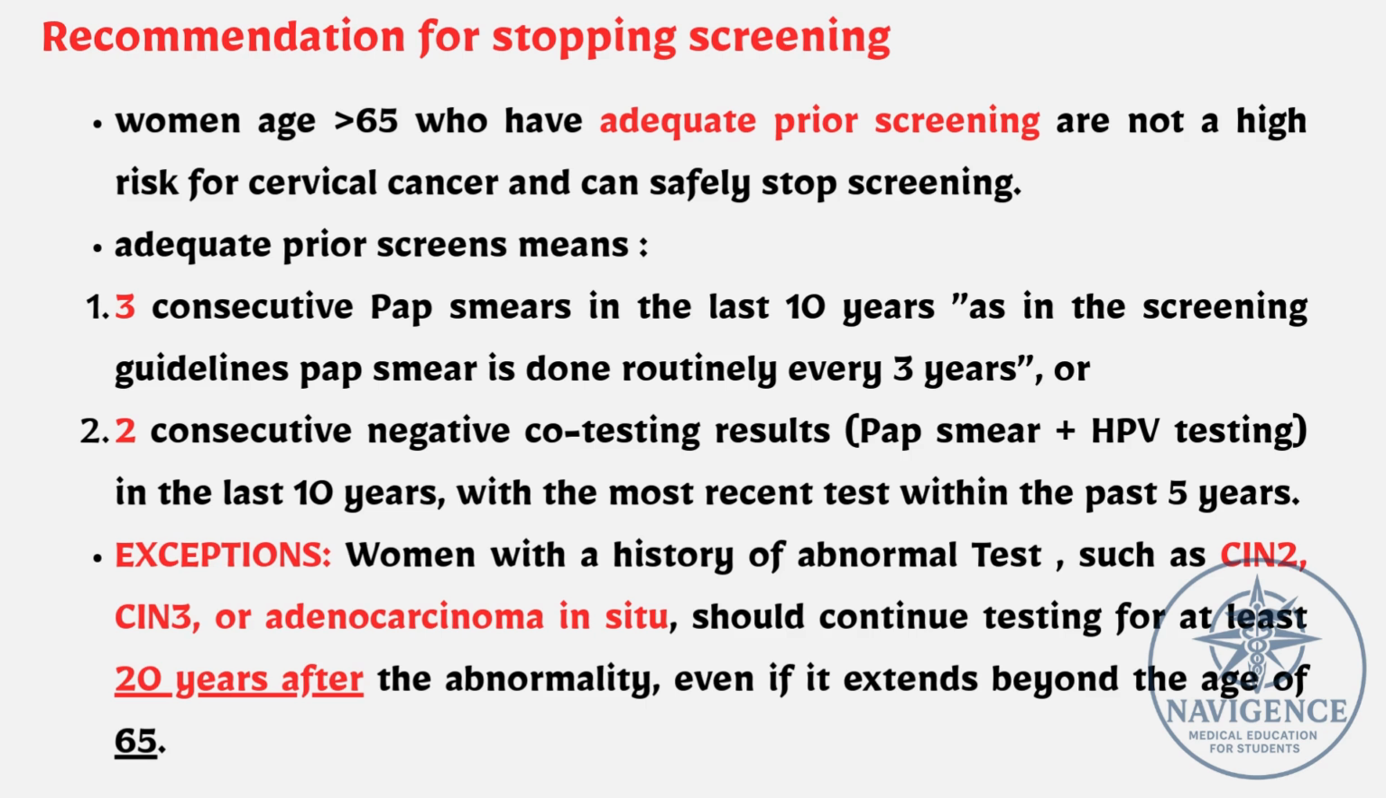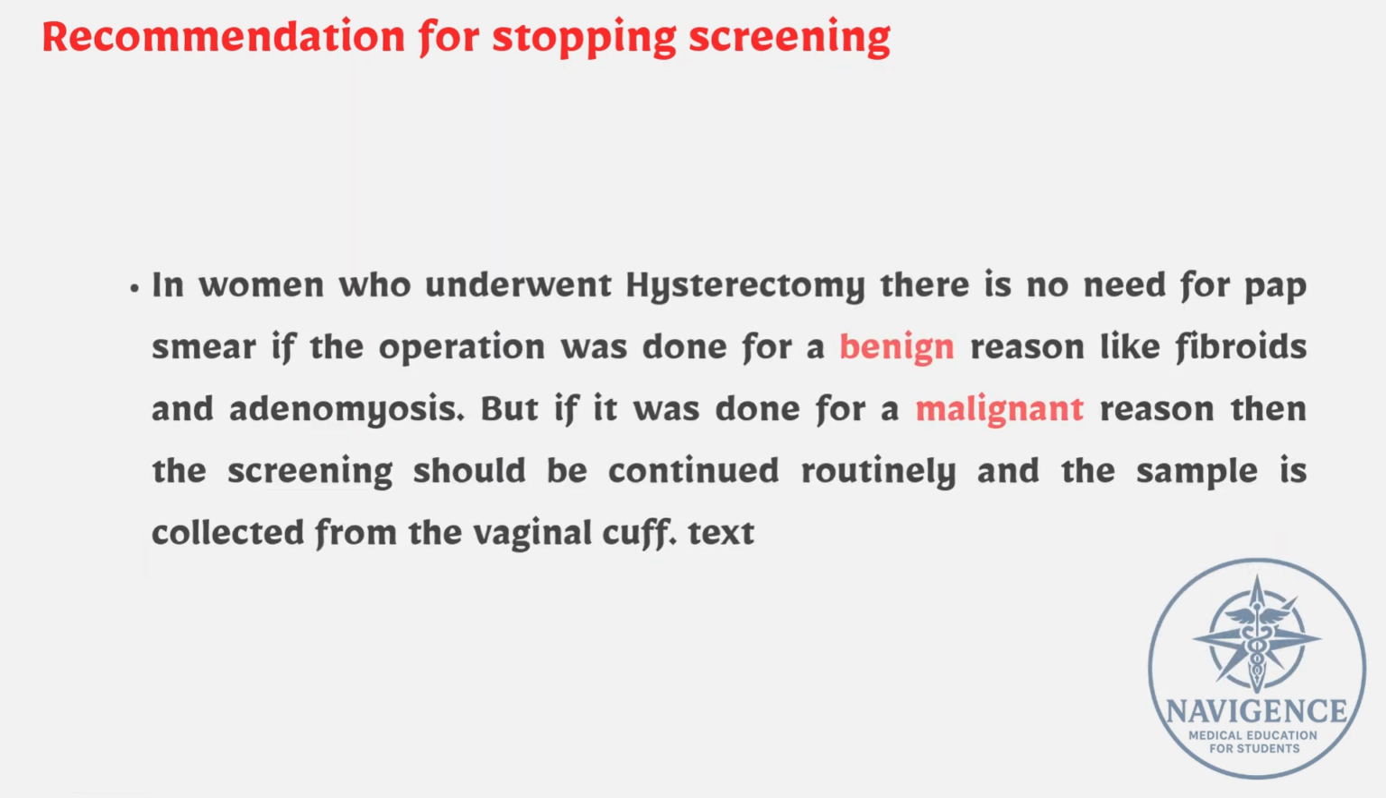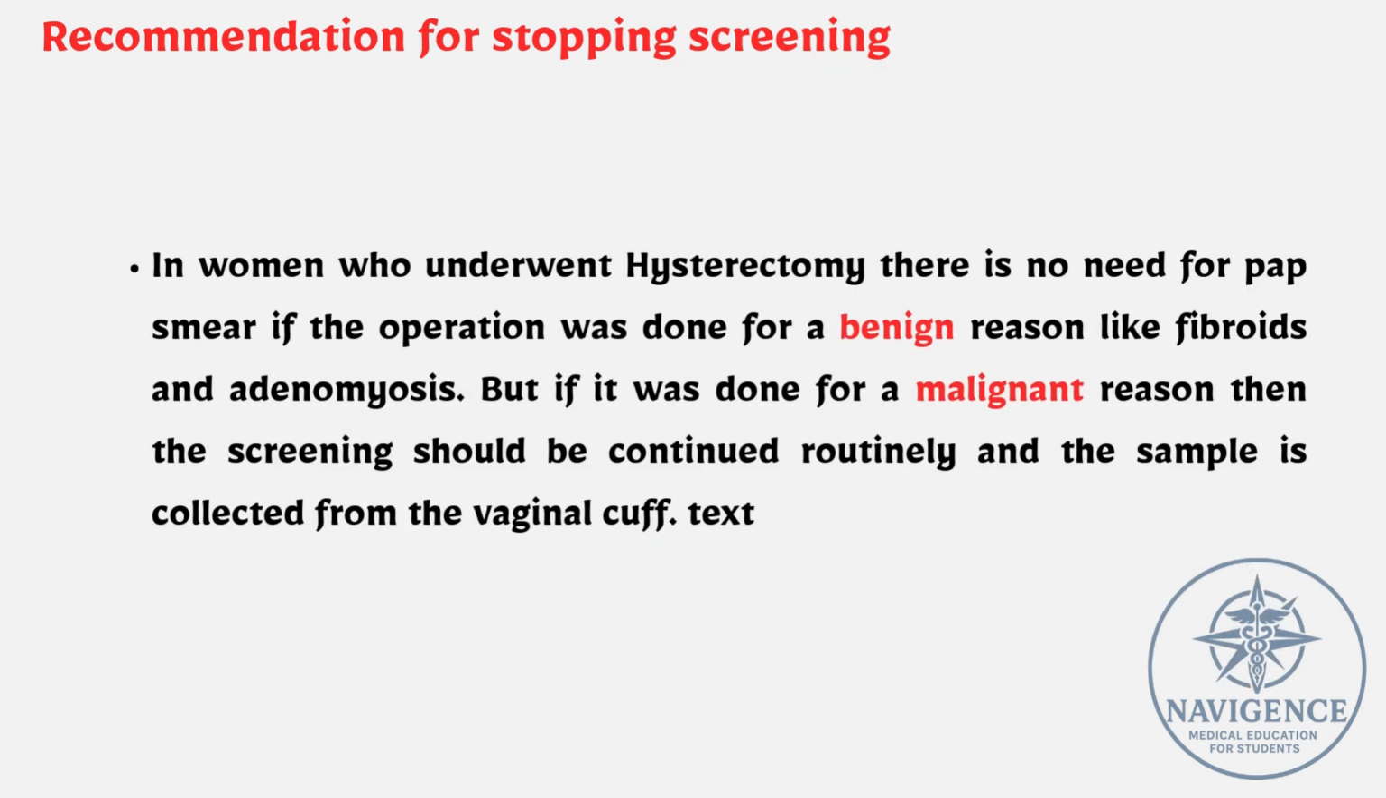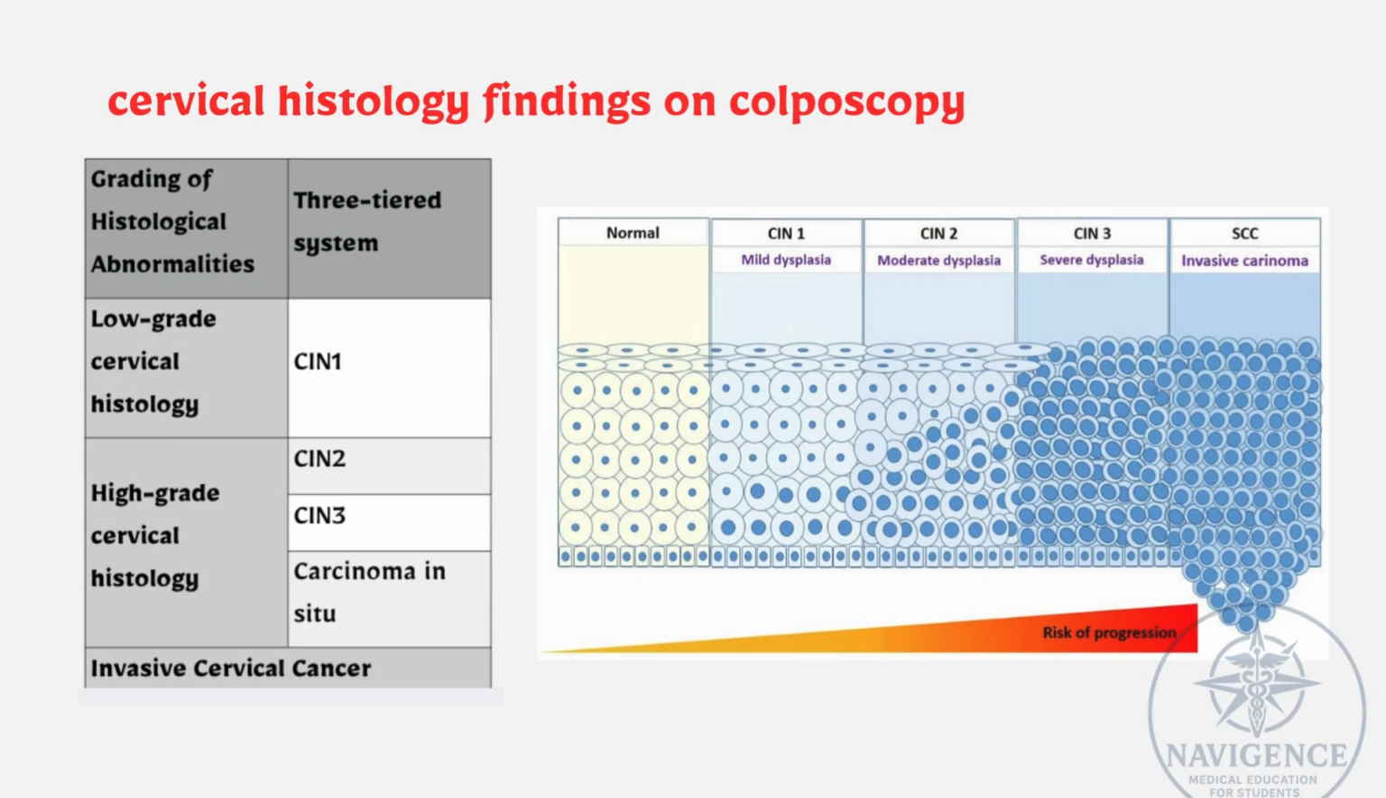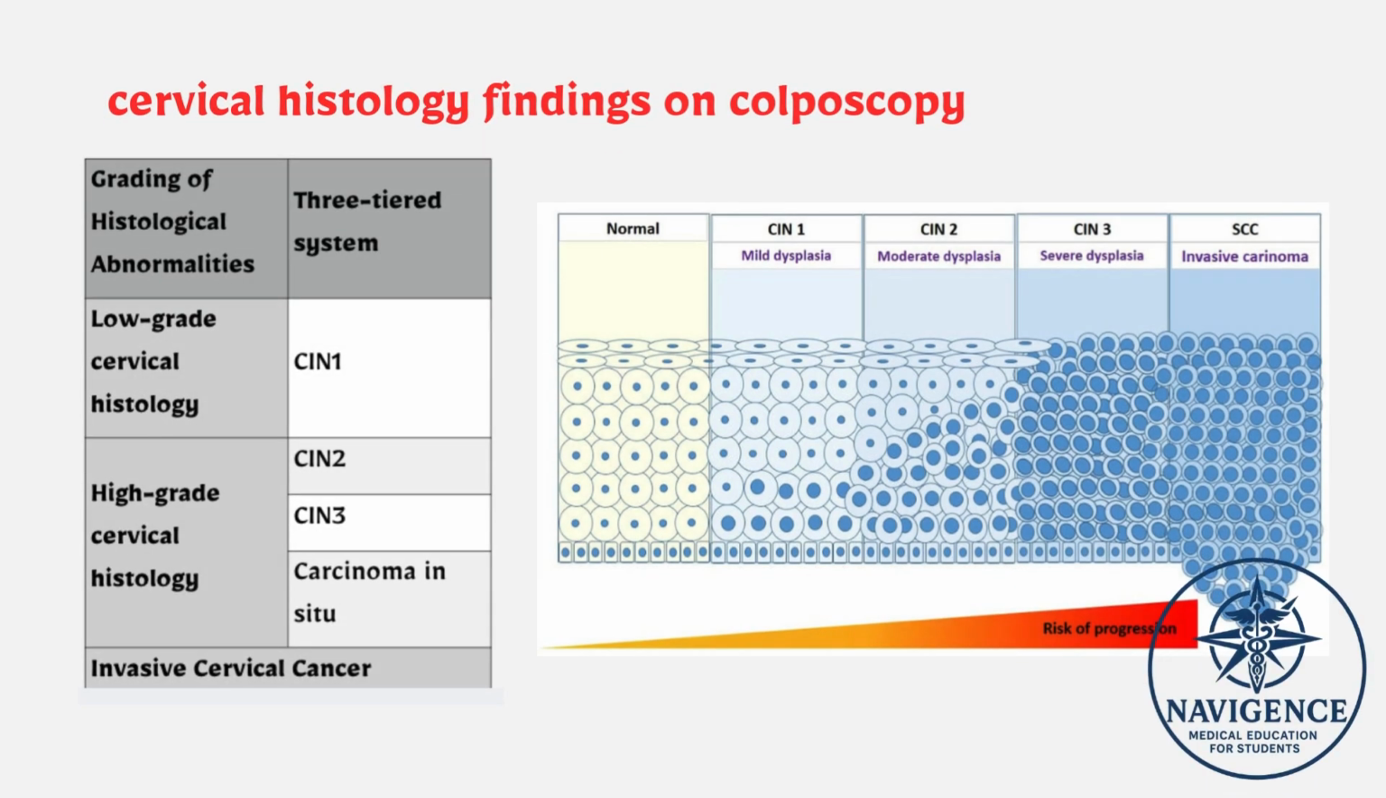The exceptions are women with a history of CIN2, CIN3, or adenocarcinoma in situ. Those should continue screening for at least 20 years after the abnormality, even if this extends beyond age 65. In women who underwent hysterectomy, no Pap smear is needed if the surgery was for a benign reason, like fibroids or adenomyosis. If the hysterectomy was for a malignant reason, screening should continue routinely, and samples are collected from the vaginal cuff.